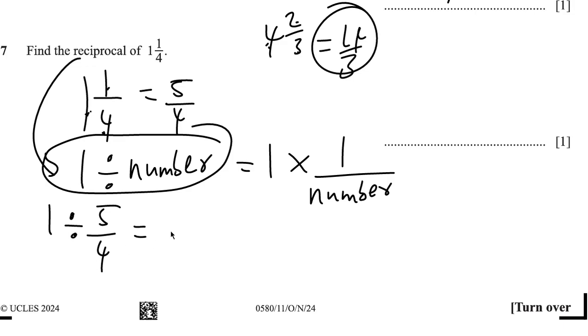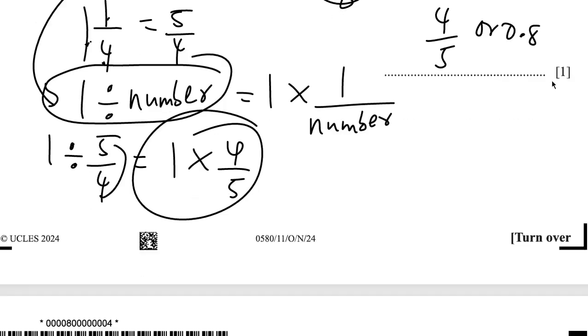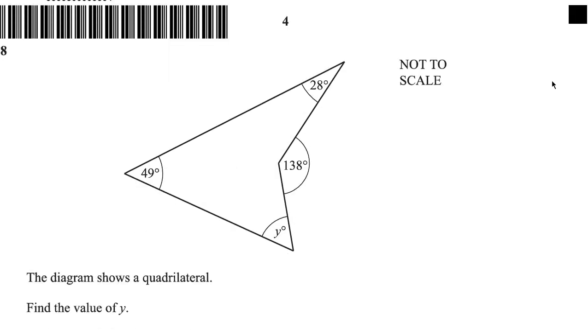So that's going to become 1 times, then we're going to switch things, right? Then it becomes times 4 over 5, because there's a change in sign. So 1 times 4 over 5, that's 4 over 5. We convert 4 over 5 to decimal, 0.8. That's still accepted.